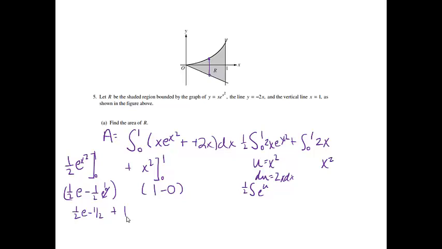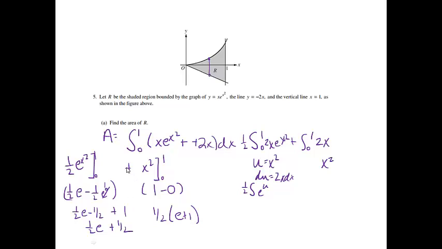If I do that, I'll get 1/2 e, and then negative 1/2 plus 1 is 1/2. All right, this would be a fine answer. If you'd like to, you could factor out the 1/2, and that would be okay as well.